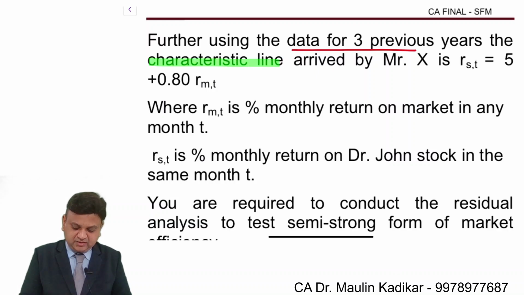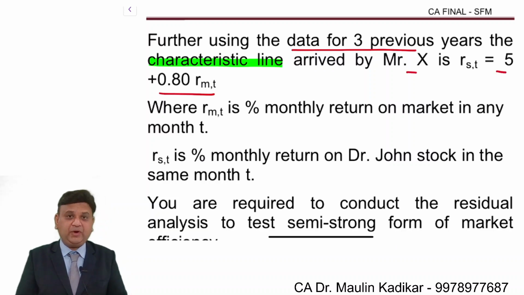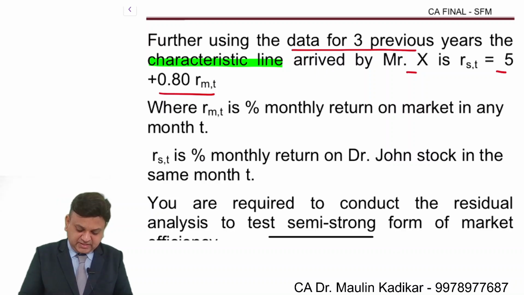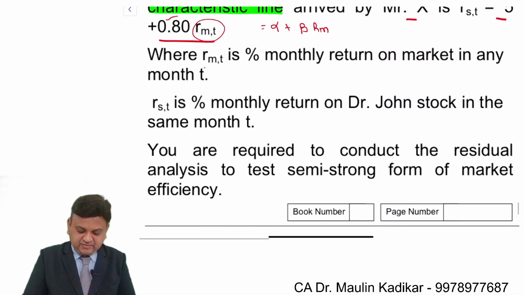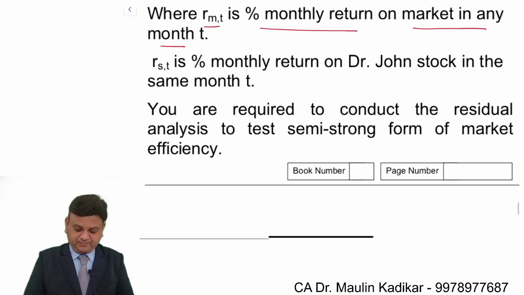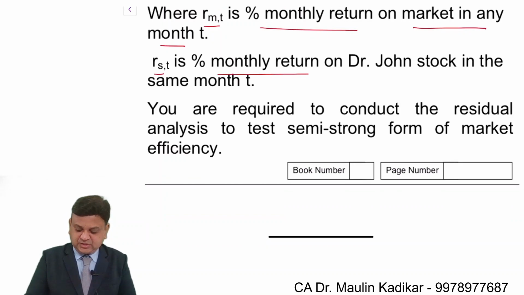The characteristic line arrived at by Mr. X is 5 plus 0.8 into Rm. That is, we understand that it is alpha plus beta. What is alpha? Alpha is 5. Beta, what is beta? 0.8 into Rm. Rm for the time period is the monthly return on the market in that time period. R is the monthly return of Dr. John Lab in the same time period.